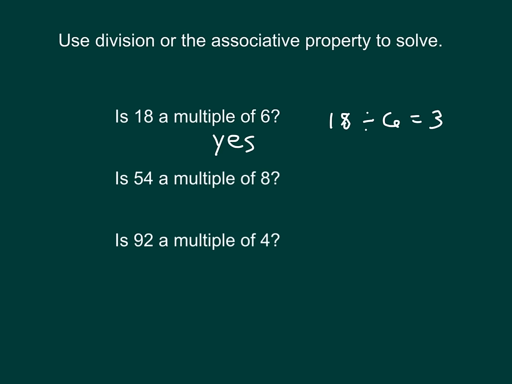The next one says, is 54 a multiple of 8? Well, let's use the associative property to solve. So I think of a fact for the associative property that does equal 54. And in this case, I can go 54 equaling 9 times 6. I know that 9 times 6 does equal 54. Then I can continue to write this where it is still 54 equaling, and I can break apart 9 into 3 times 3, and I can break apart 6 into 2 times 3.